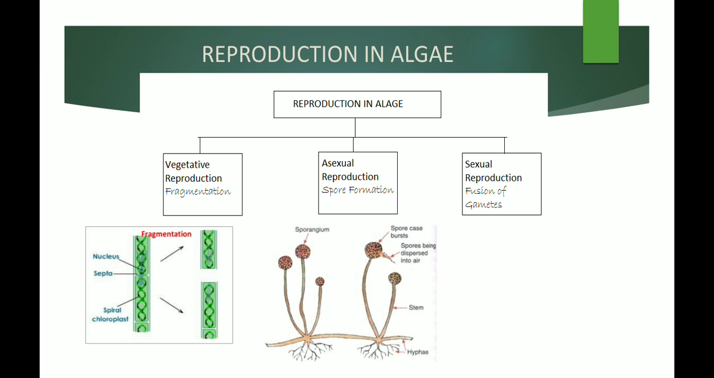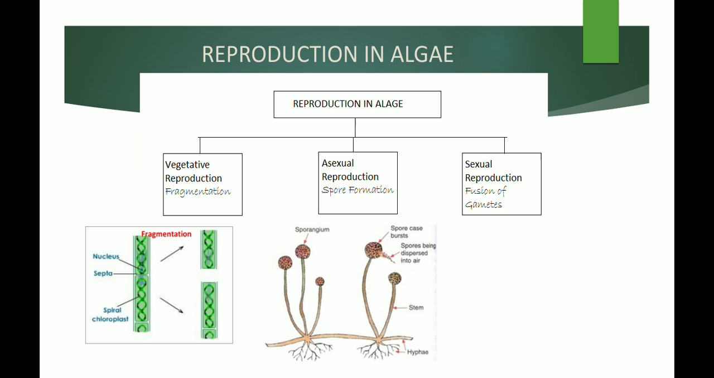The next one is asexual reproduction. Vegetative propagation is also asexual reproduction, but we have one more asexual reproduction, that is spore formation. This is an alga. You can see at the end there is a bulging structure which is called the sporangium. Inside this sporangium we have several spores. Spores are single-celled bodies, we can say. So these spores are present inside the sporangium.